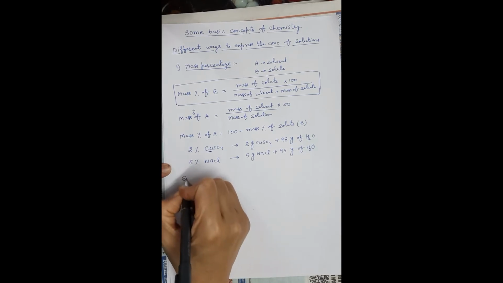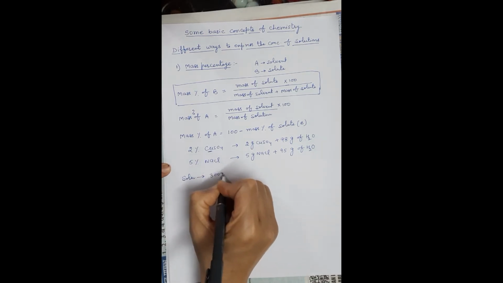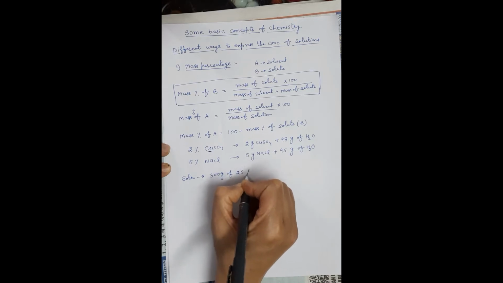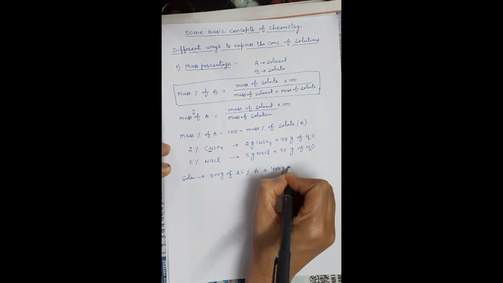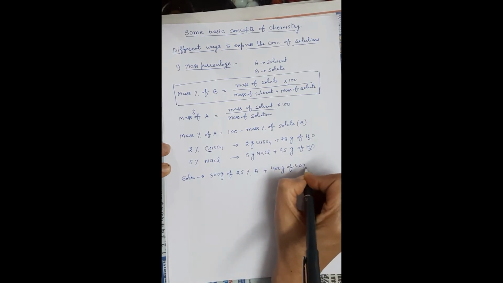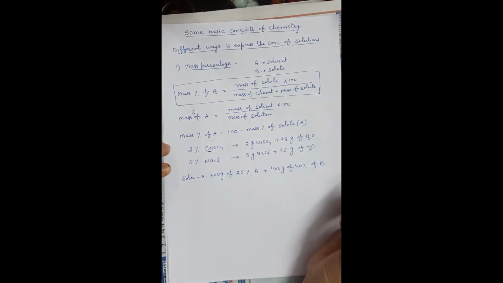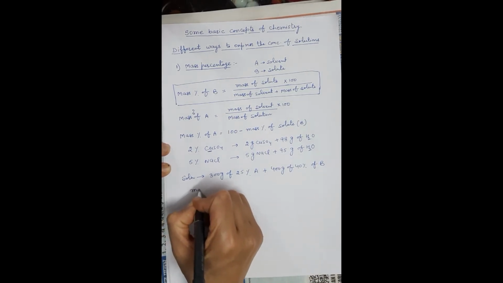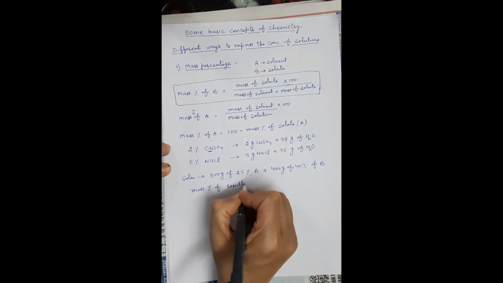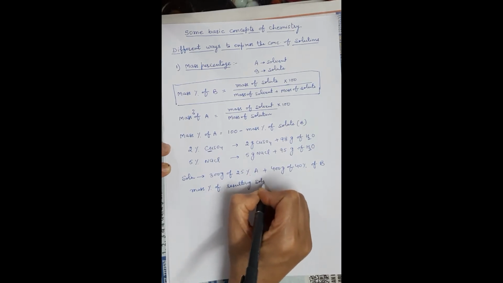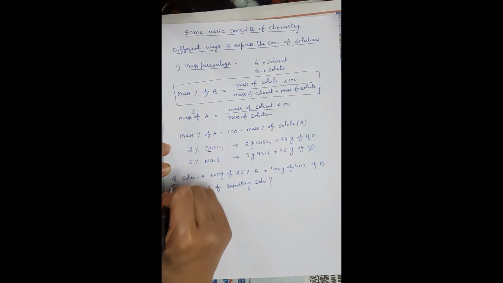There is a solution which is formed by mixing 300 grams of 25% of A component and 400 grams of 40% of B component, and you need to find out the mass percentage of a resulting solution. This is given to you and this you need to find out. See, how will you do this?